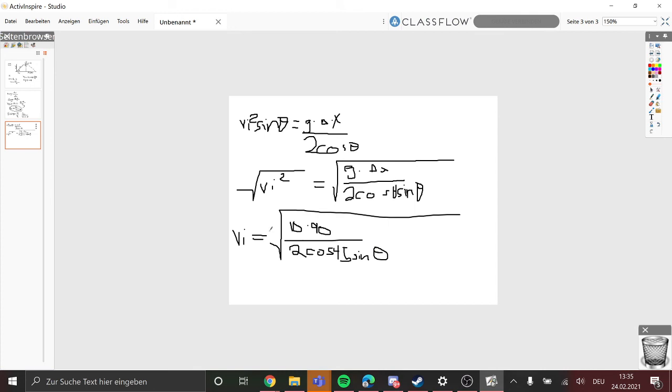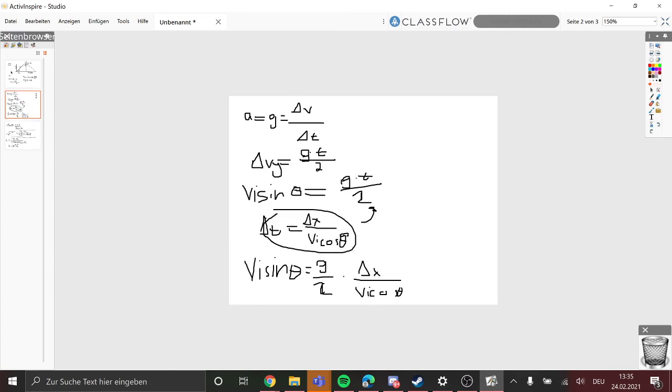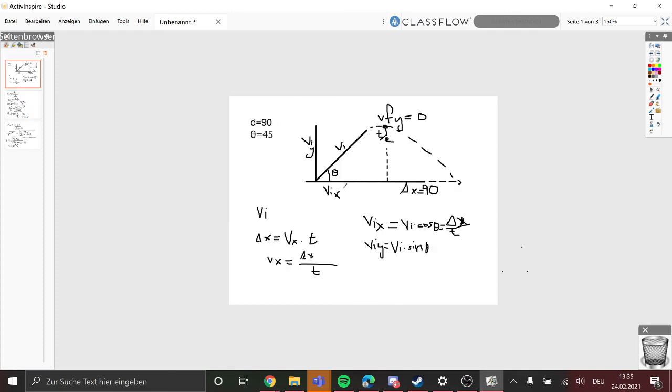But we can solve for Vi by setting it equal to this equation. If we plug this into the calculator, we get Vi equals the square root of 900, which is 30. So we know that the initial velocity is 30 meters per second. We did this just by setting up an equation for Vi with sine and cosine, time, and the distance between things.